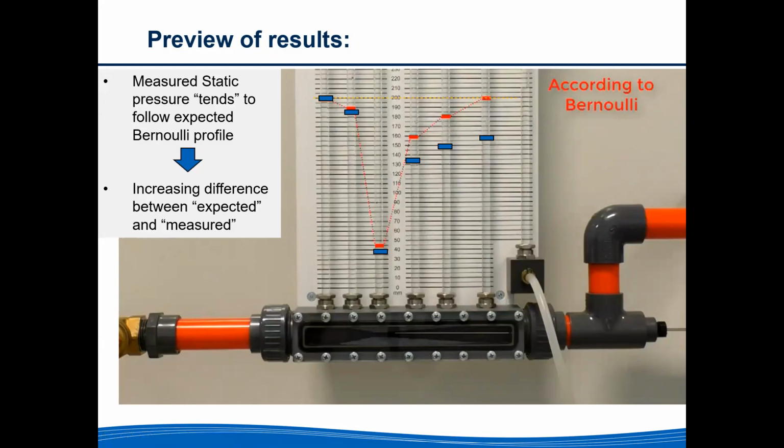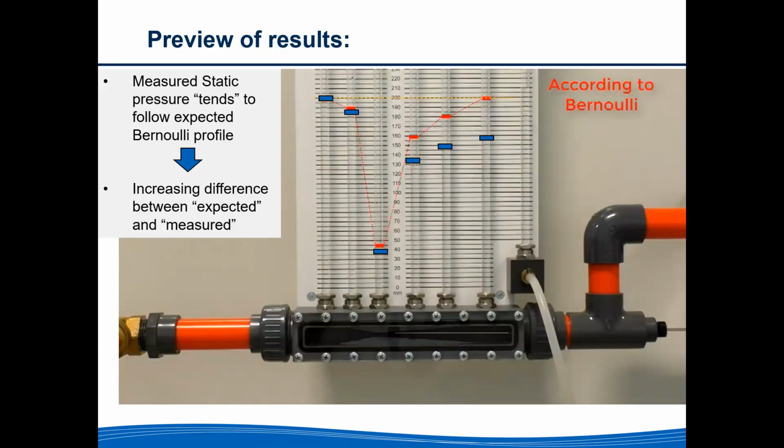In practice, we notice something different. There is an increasing difference between the expected following Bernoulli and the measured values. There's a little gap. So yes, after the narrowest point, in the divergence the pressure will increase significantly. There is a little gap at the end between what theoretically we have following Bernoulli and what actually we measure in the experiment. What do you think this difference comes from?